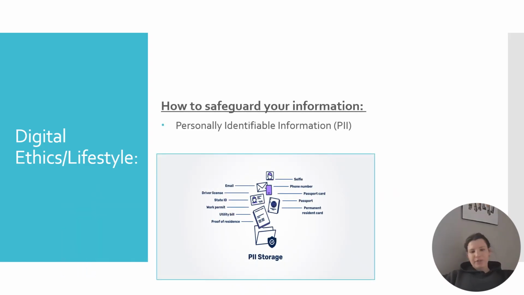So how do you safeguard your information? You would use something called PII, which is personally identifiable information. It's essentially just anything that can be used to uncover your identity. So it'd be like your social security number, an email address, phone number, personal driver's license number, and your credit card number, things like that. Things that are specifically personal to you that nobody else would have the same thing.